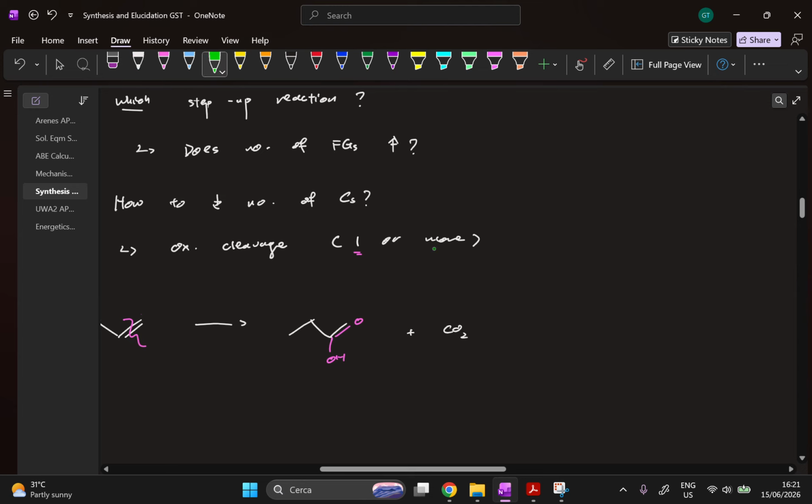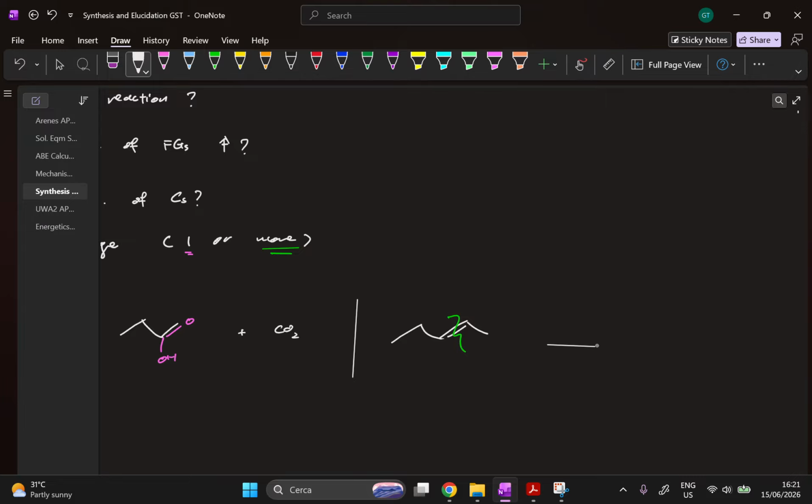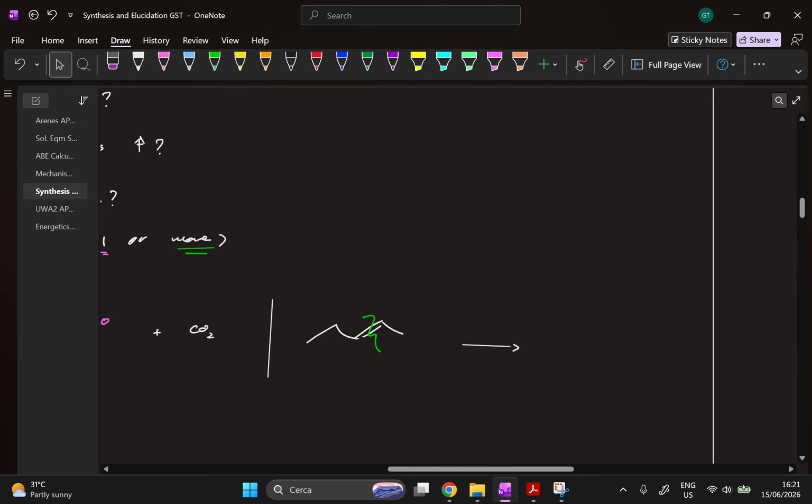But what if I want to cleave more than one carbon? Can I do that? I can as well. If instead of a terminal alkene, I have something like this, let's just put an alkene here, then if I have oxidative cleavage here, I will get two organic products. By the way, just a reminder, I've emphasized this before, CO2 usually does not count as an organic product. So when they say organic product, we usually mean two or more carbons, okay?